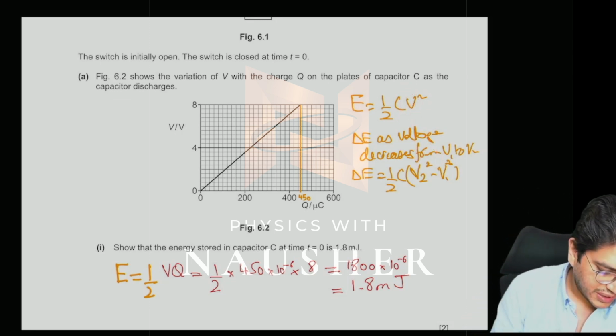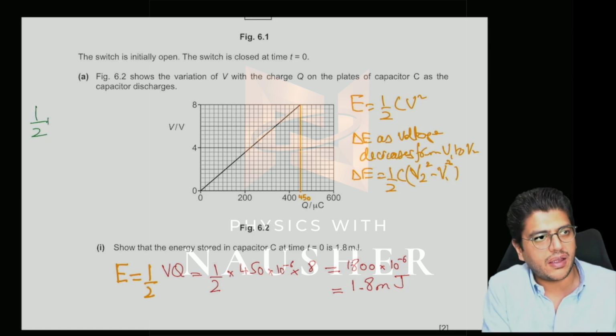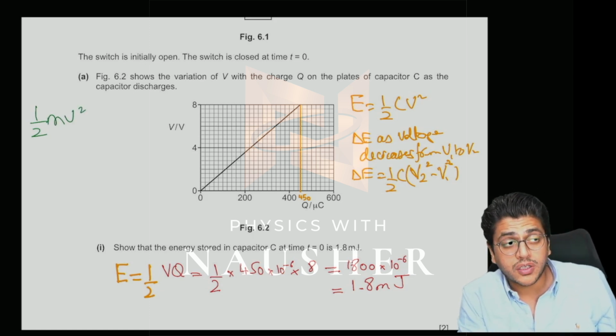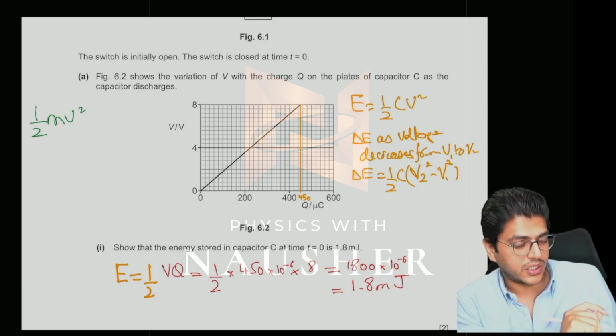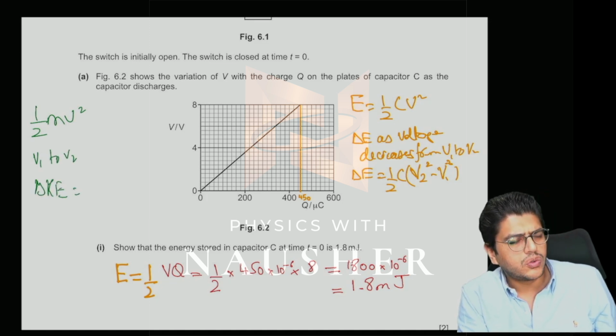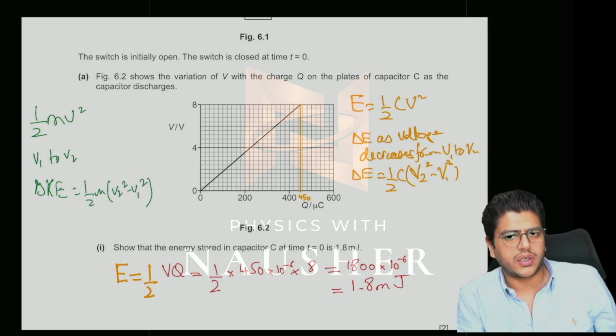Just like, for example, you have the formula half mv squared. This is the formula for what? Formula for kinetic energy. So if your speed has increased from V1 to V2 and they're asking you to calculate what is the change in kinetic energy, what will you do? You will say 1/2 of m into V2 square minus V1 square. You will not say V2 minus V1 whole square.